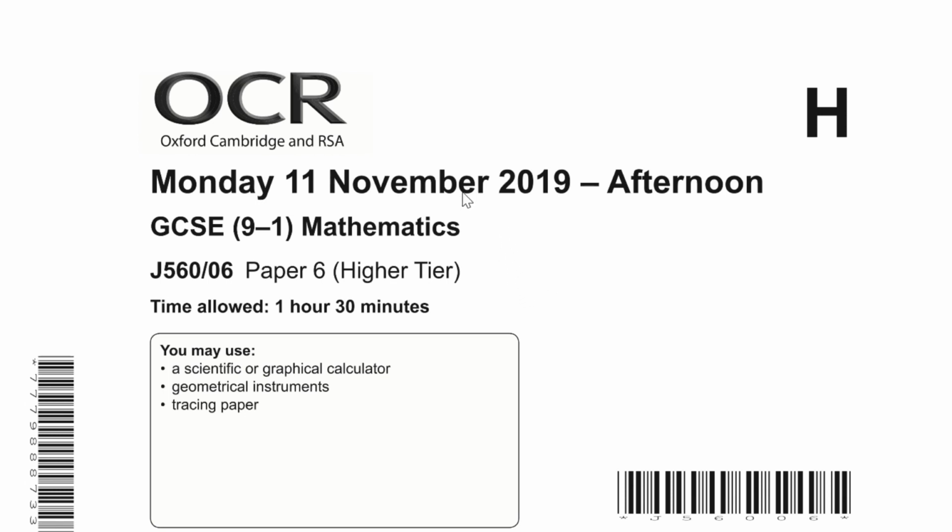This is the OCR GCSE 9-1 Maths paper 6 covering the higher tier, and it's from the November 2019 series, and it's a calculator paper.